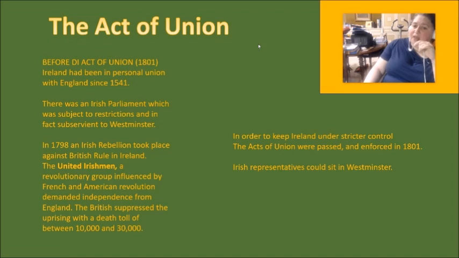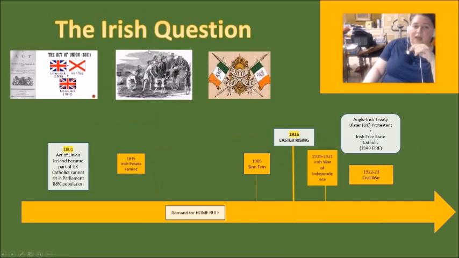1801. So now Irish representatives could sit in Westminster, but not if they were Catholic. And as I said before, 88% of the population couldn't have any representation in the parliament.